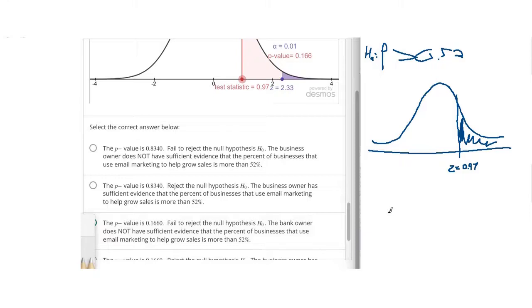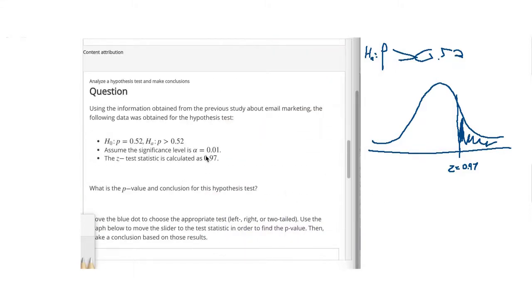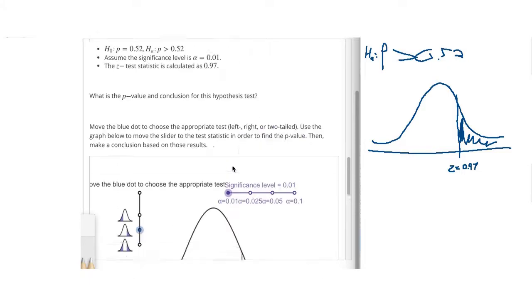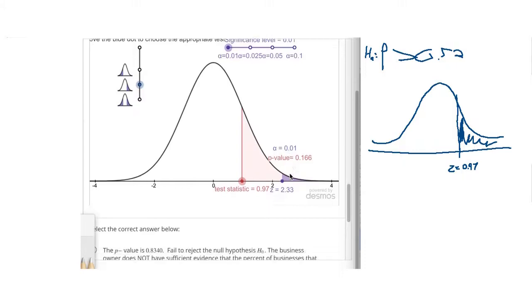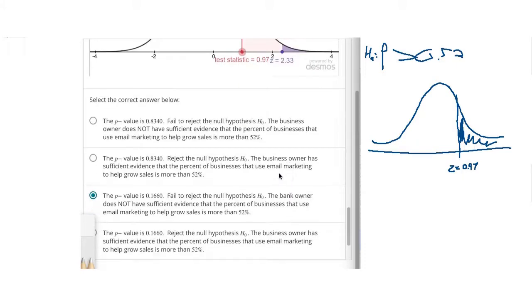Because a p-value has to be less than alpha. Okay, p-value has to be less than this alpha in order to reject the null hypothesis. Our p-value of 0.166 is greater than that alpha of 0.01. So we should fail to reject the null hypothesis.